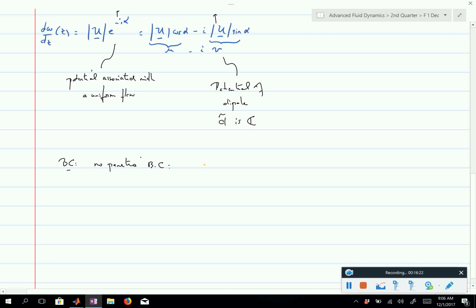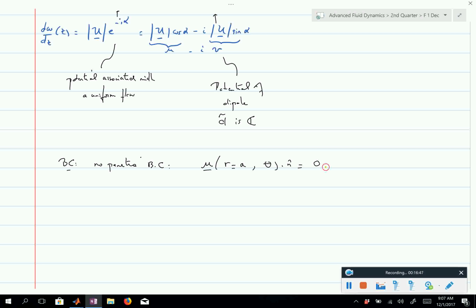So no penetration boundary condition, so you're writing that the velocity field u at r equals a, and your boundary here is determined by r equals a, but it's the whole cylinder, so theta is any value between 0 and 2 pi, u dot n equals 0. That would be the logical route to follow. I think you said that, so what would you do next? So you have to get to u.